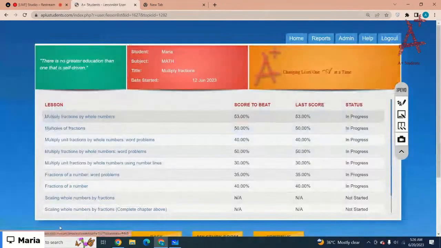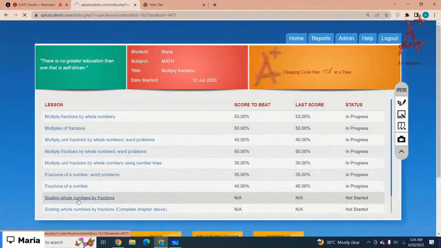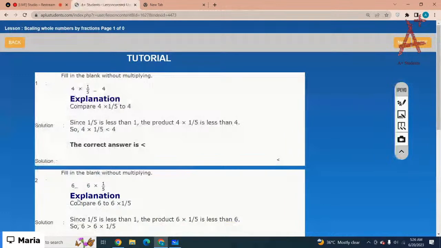Okay, the next lesson is scaling whole numbers by a fraction. Fill in the blank without multiplying: 4 times 1/5 and 4. You have to compare. Got it? So 1/5 is less than 1. Got it? That means if you multiply 4 with a number that is less than 1, the answer is also less than 4. So that means 4 times 1/5 is less than 4. Got it? You have to compare them.